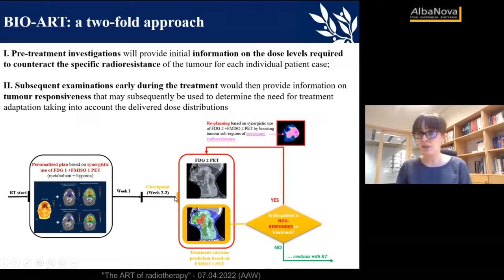And then administer this plan for some fractions and have, at some point early during the treatment, a checkpoint. This checkpoint again has images of the biology of the tumors, so functional imaging, PET images that are repeated. And using these images, we can actually assess the response of the tumor to radiation. And if the patient is found to be a non-responder to treatment, then boost the treatment in those areas of increased radiation resistance. And maybe repeat this process a few times during the treatment so as to target those areas that show more radiation resistance.